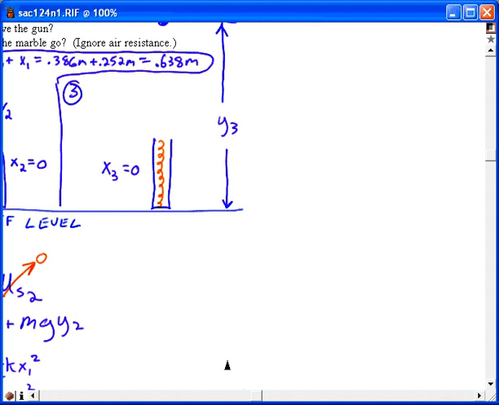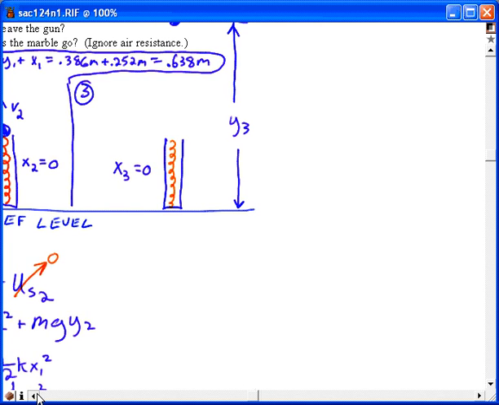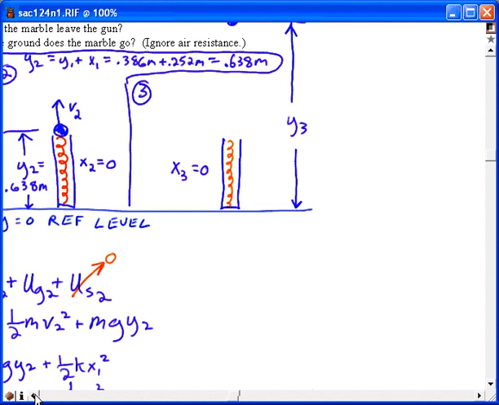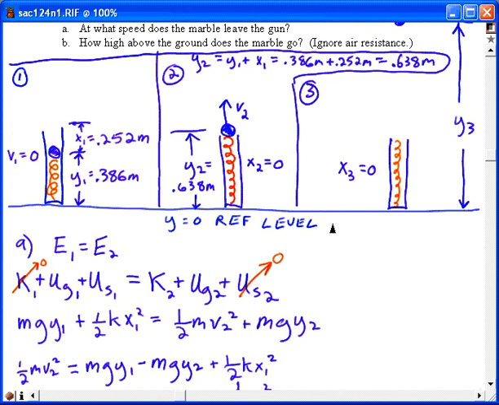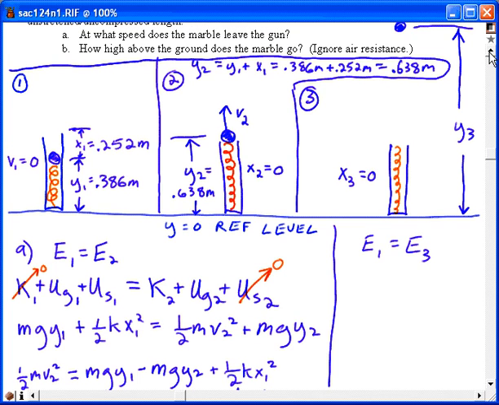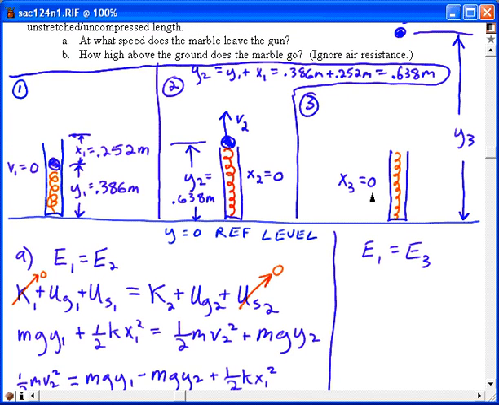To get that, I'll move over a little bit. I'm going to use picture number 1 as the before picture. So I go E1 is equal to E3. Energy in this picture is going to be equal to the energy in this picture. I could have used E2 is equal to E3 if I wanted, but E2 involves a calculated quantity, the v2. E1 involves all given quantities, so I'd rather go all the way back to picture number 1 for this part.